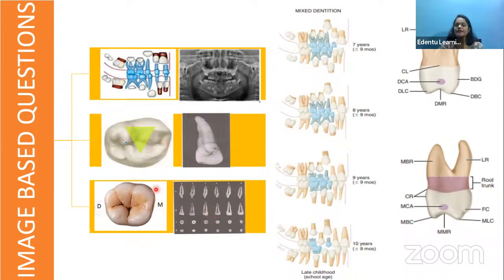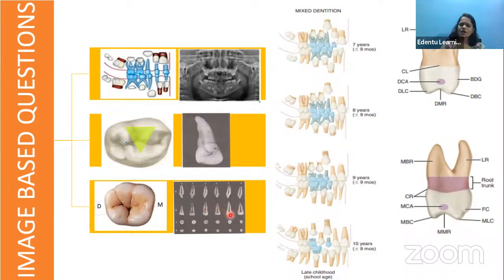And next, they can ask you to identify the tooth itself, not just a particular structure, but the whole tooth. They can give the occlusal surface of a tooth and ask you to identify which tooth this is, or they can give ground section pictures of incisors and ask you to identify which tooth this is.